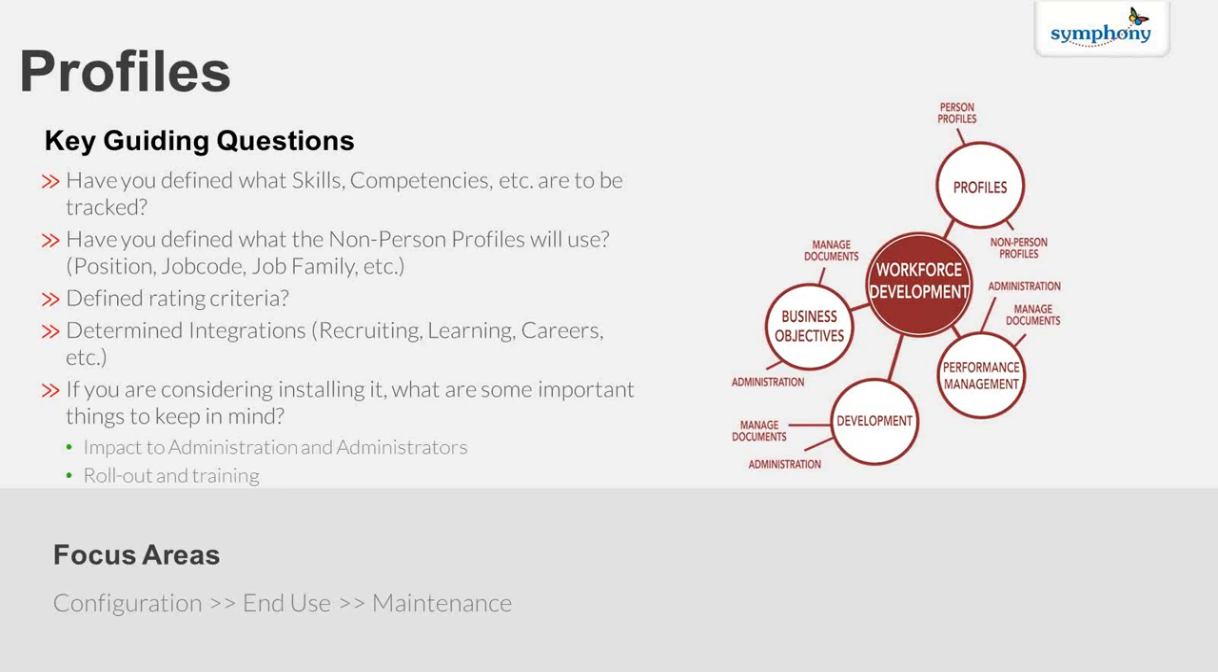Some of the other important things to think about when you are rolling it out is, what is the impact to administration? Who is going to be responsible for this, and how is it going to be done? And that really is geared towards your content catalog and your profiles.